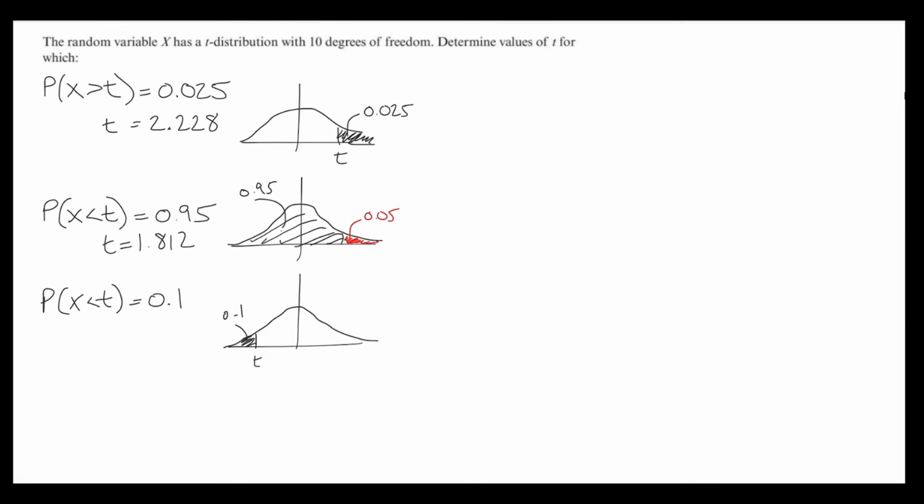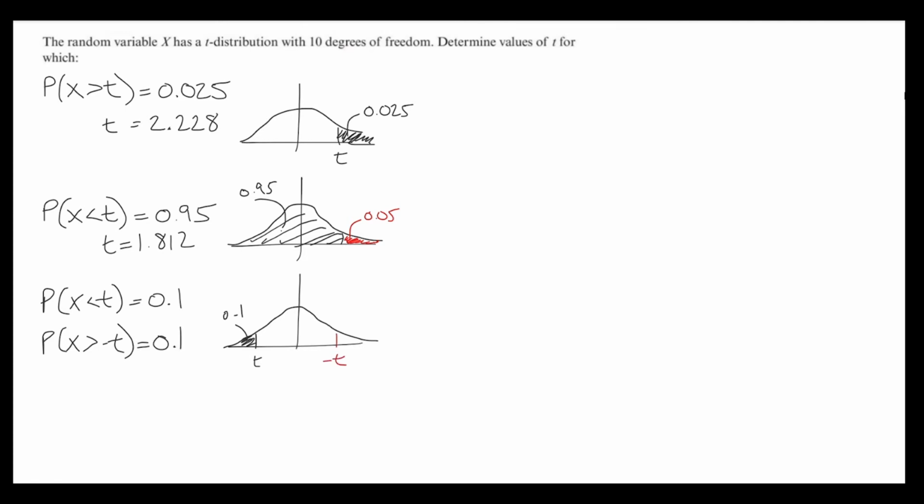Well, the tables, once again, aren't set up to tell me less than probabilities. All the probabilities need to be greater than. So let's see if we can find an equivalent statement, an equivalent region that might be useful. So the t-distribution is symmetrical just like the normal distribution is, and we'll try and use some of those techniques.